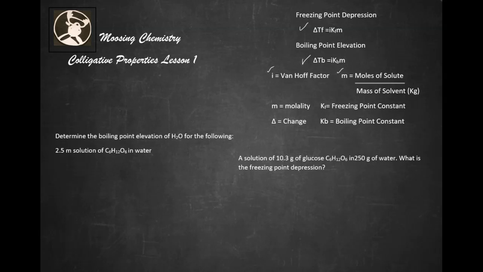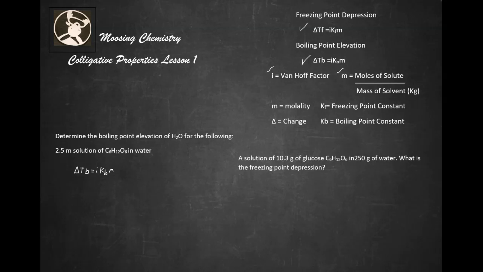So it says, determine the boiling point elevation of H2O for the following: a 2.5 molal solution of C6H12O6 in water. Okay, so let's see here. We're doing the boiling point elevation, so let's go ahead and write that. Delta TB equals i Kb m.